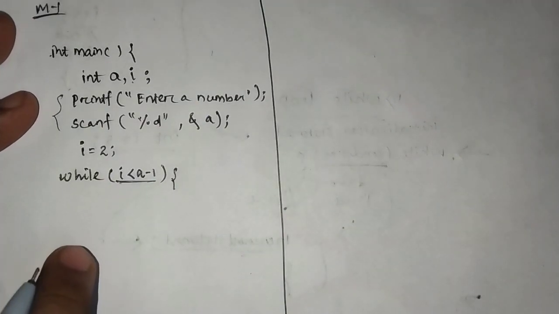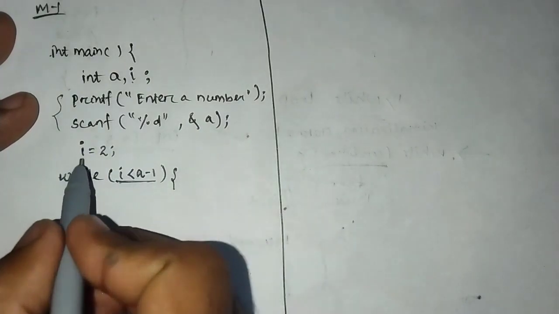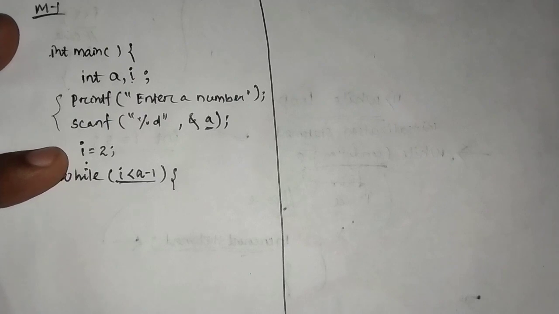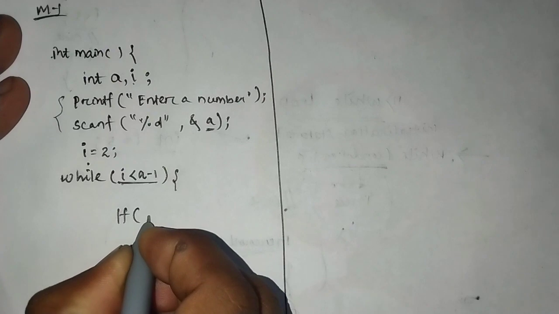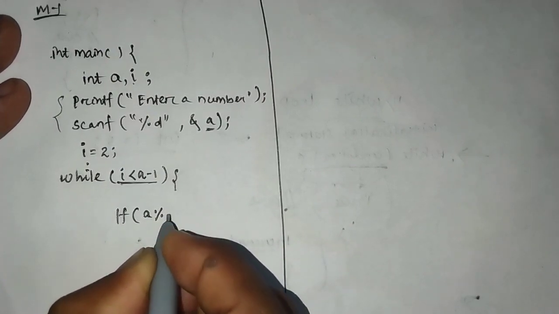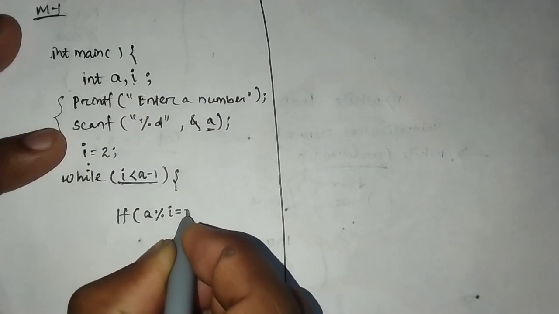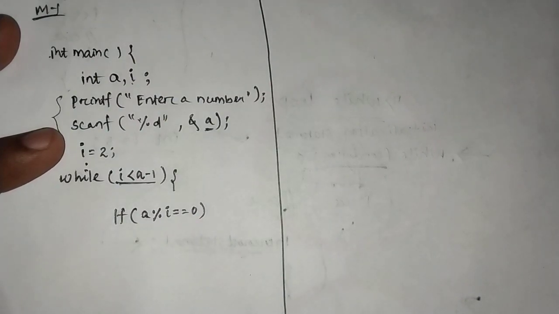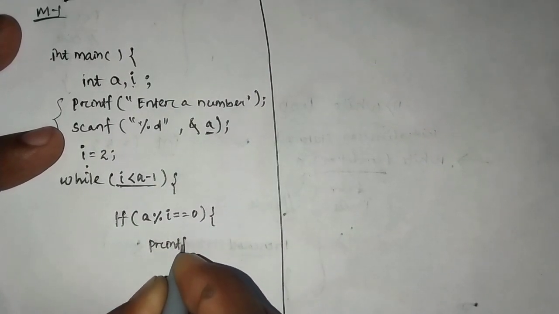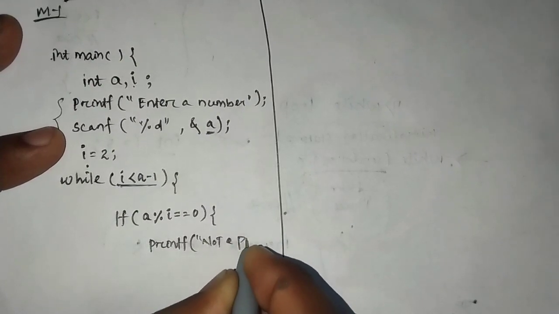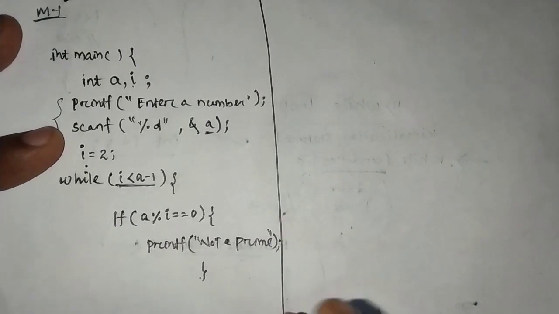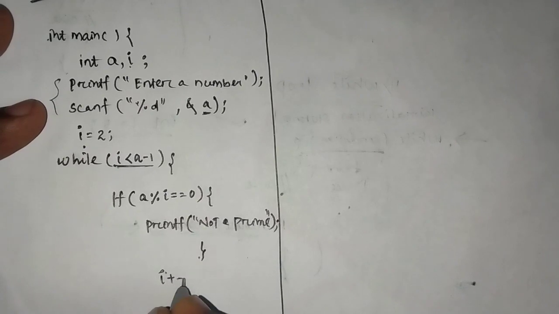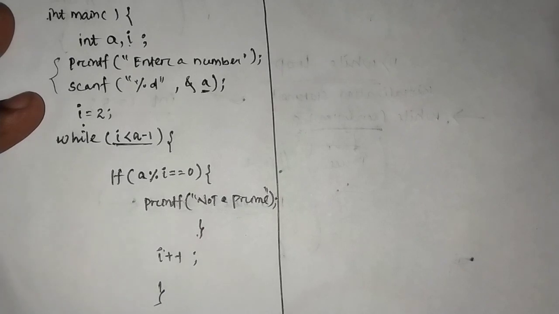Then there will be an if condition: if the index is a divisor of the inputted number, then print that the number is not a prime number. So if the number a modulus this index i equals 0, if this is found anywhere, for any number, then print not a prime. And the main thing is then increment the index, i++, then return 0.